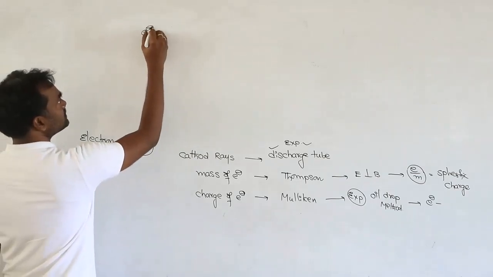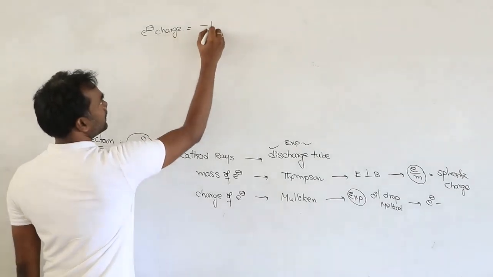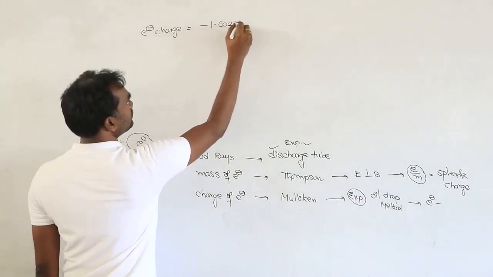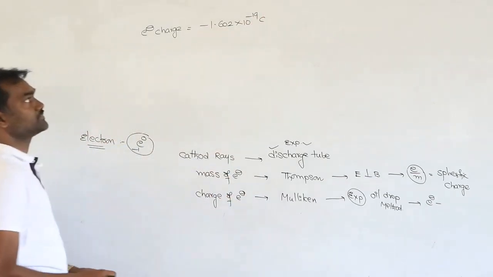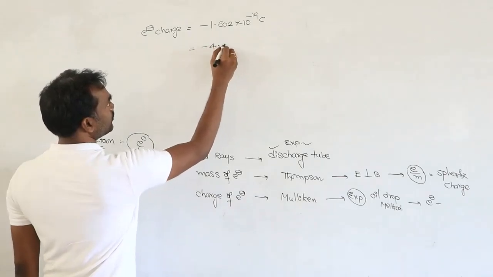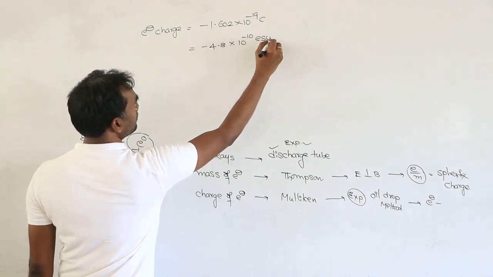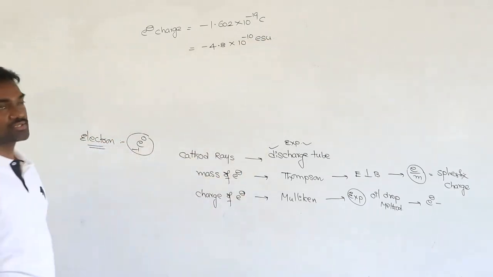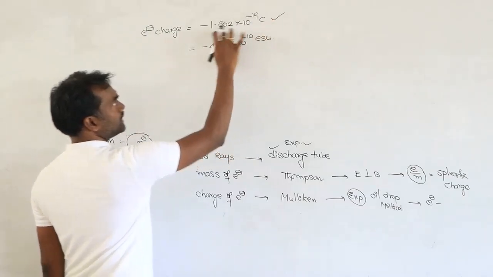The electron charge is minus 1.602 into 10 to the power of minus 19 coulombs, otherwise minus 4.8 into 10 to the power of minus 10 ESU, electrostatic units. This is not that important; this is only enough for us.